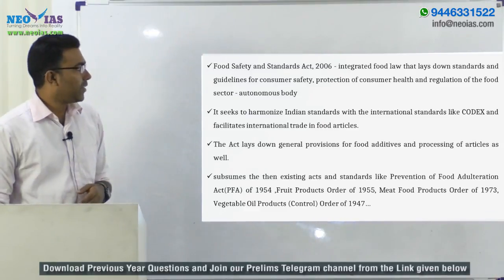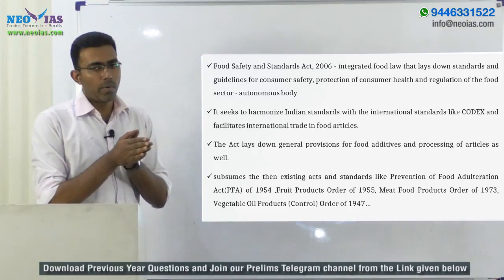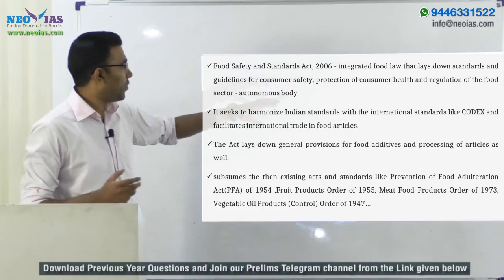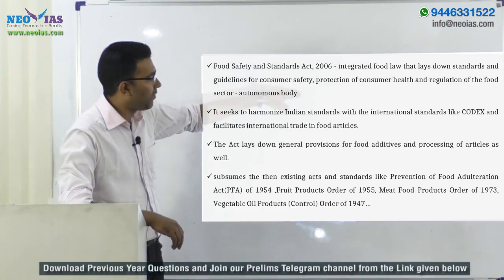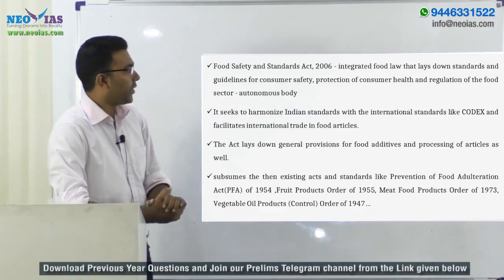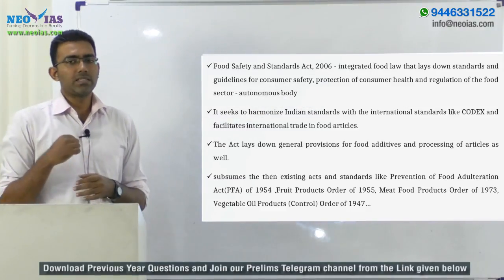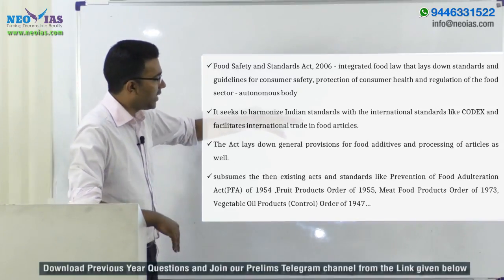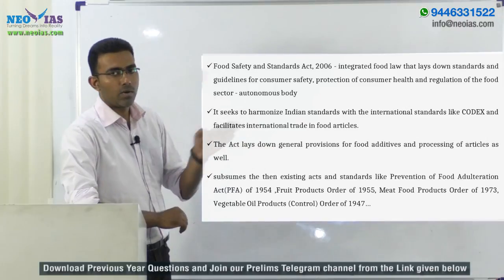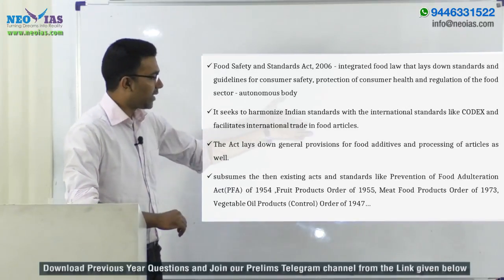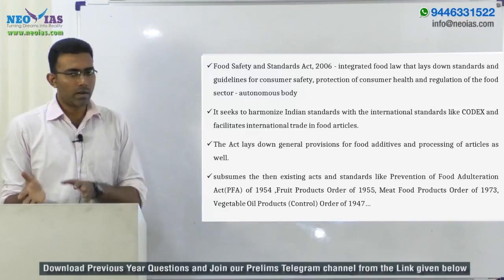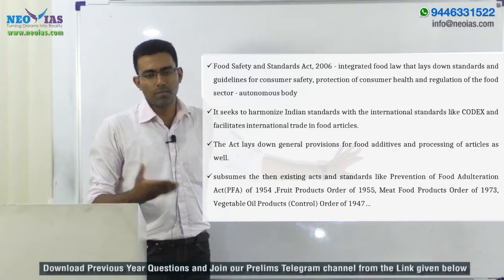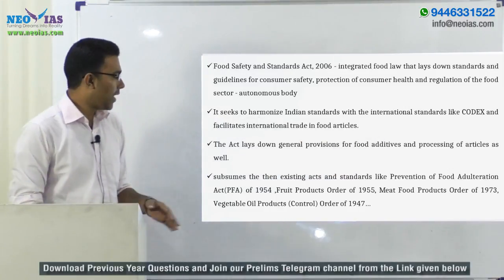The Food Safety and Standards Act of 2006 provides an integrated food law that lays down the standards of food as well as guidelines for consumer safety, protection of consumer health, and regulation of the food sector. In fact, it is an autonomous body under the ministry. It seeks to harmonize Indian standards with international standards like Codex and facilitates international trade in food articles. It also lays down general provisions on food additives, the additives we use in processed food, as well as processing of articles.